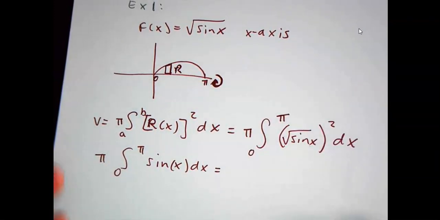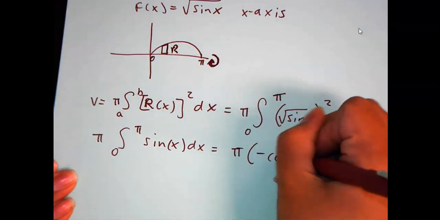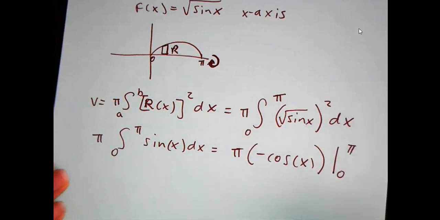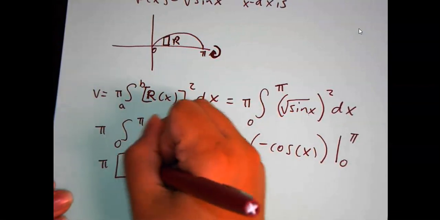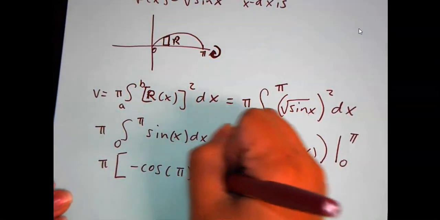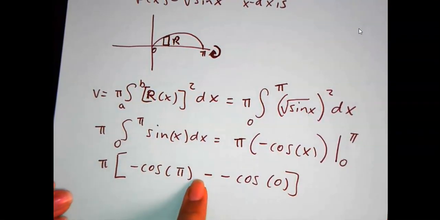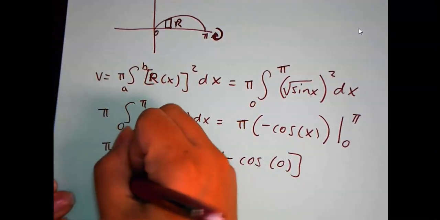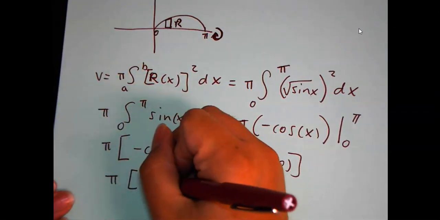The integral of sine is negative cosine. So I have negative cosine of x evaluated from 0 to pi. So I'm going to have pi up here, and then negative cosine of pi minus negative cosine of 0. Double negatives become a positive. Cosine of pi will give me negative 1, but the negative and the negative becomes a positive 1.